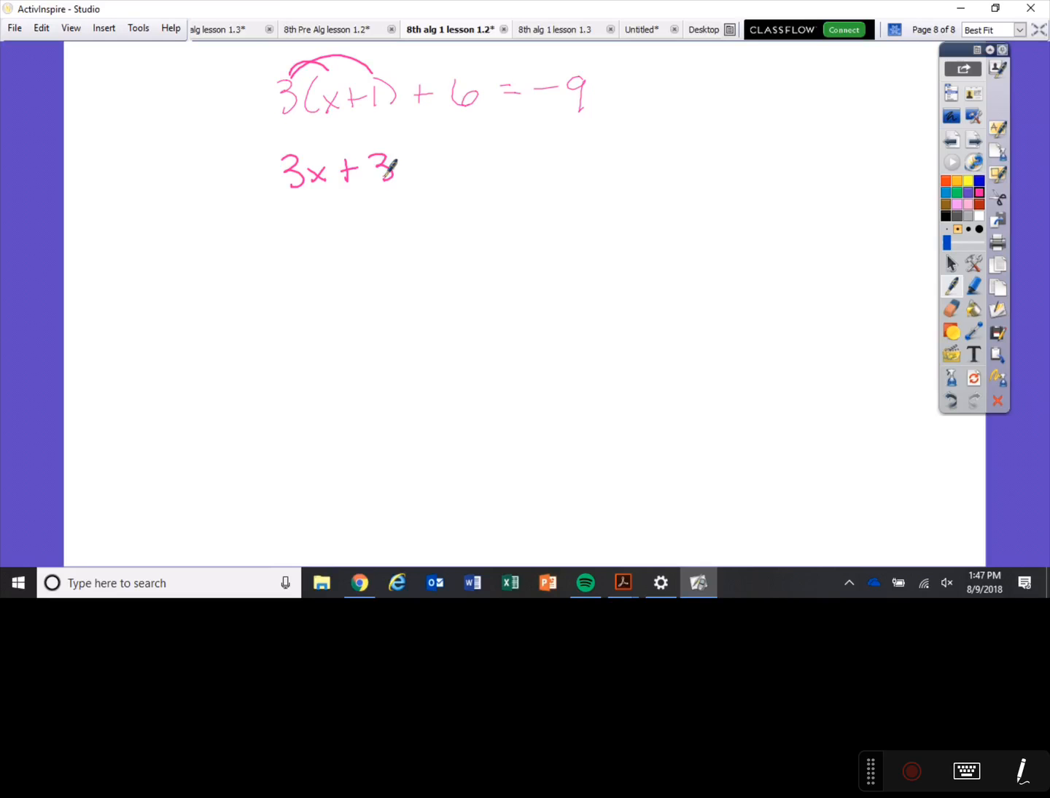Then I bring down everything else and the equal sign. Now, is everything simplified on both sides? No. What can I put together? 3 and 6, and that gives me 9. Now what do I do? Subtract 9. Is negative 9 minus 9 zero? No, it's negative 18. Very good. Now what do we do? Divide by 3. Negative 6.